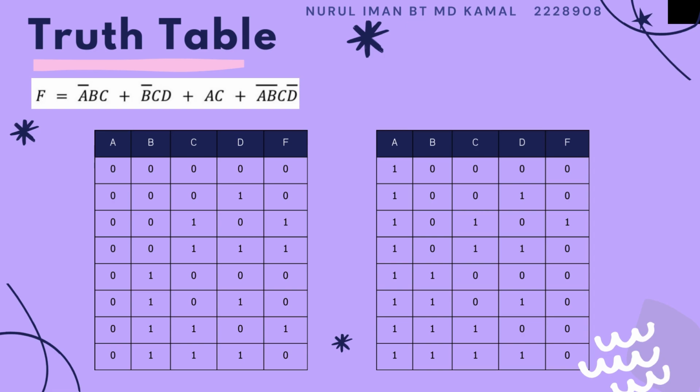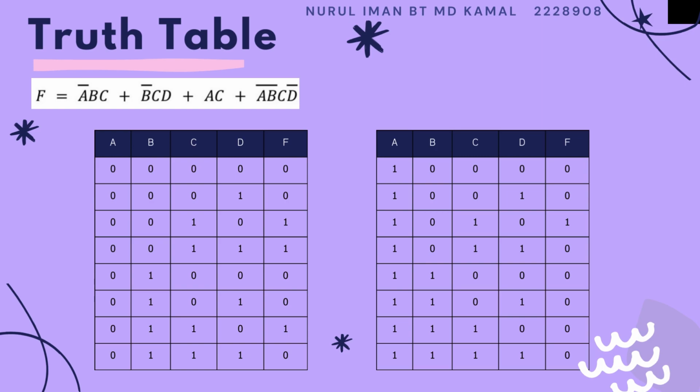Same goes for A C. A C here means 1 at A and 1 at C. So 1, 0, 1, 0 in the table, which is located in the right table, third row from the upper side. So you put 1 in the F table.